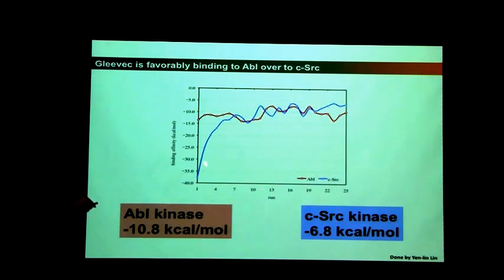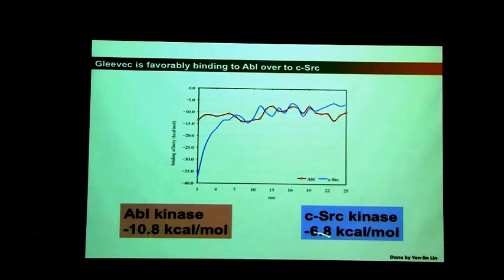In the case of c-Src, it was a little bit more difficult to converge, and there are reasons for this. For example, we had to build some of the loops. I think some residues are missing in the crystal structure. We had to build them. And so there was perhaps more uncertainty at the beginning and more time needed for equilibration. But nonetheless, we get this.